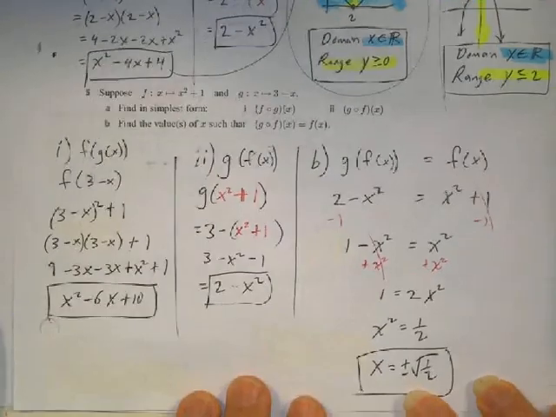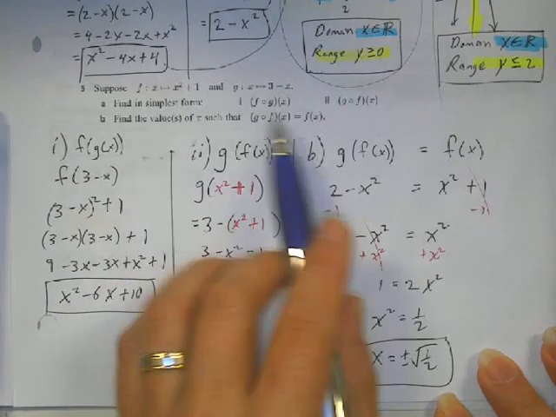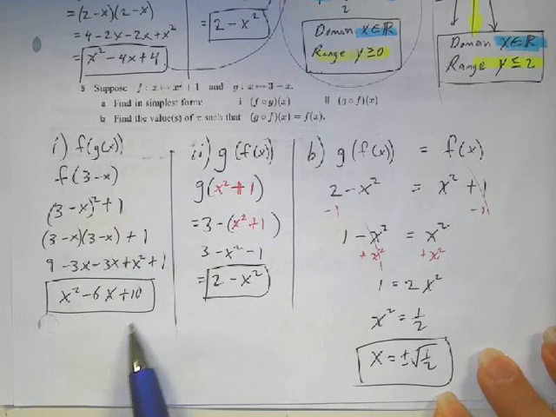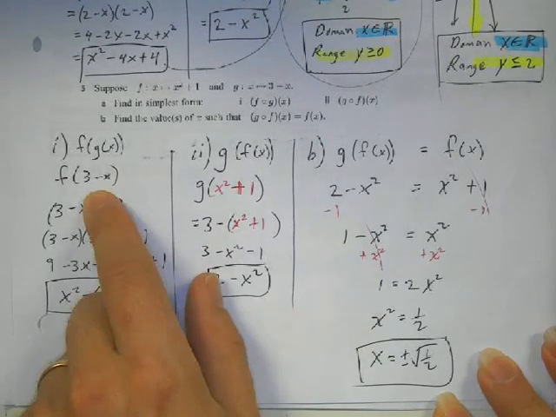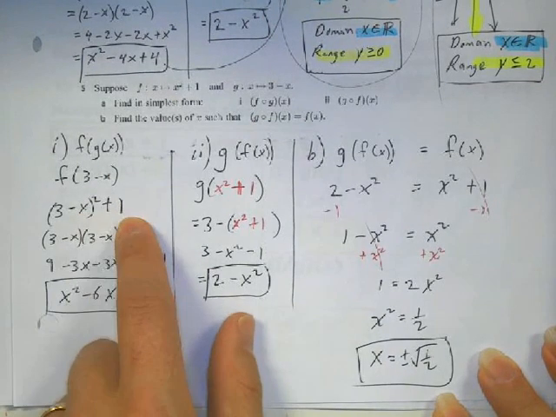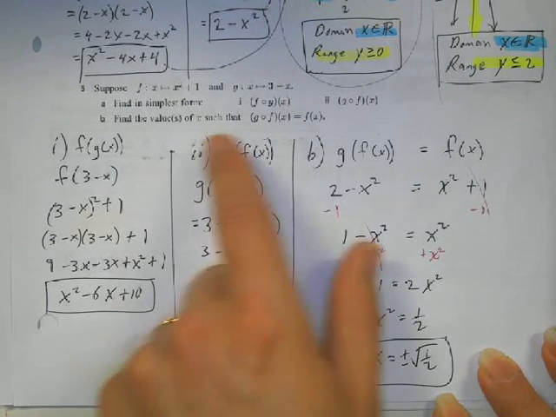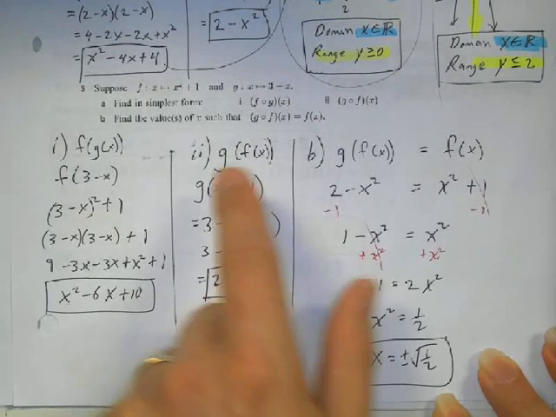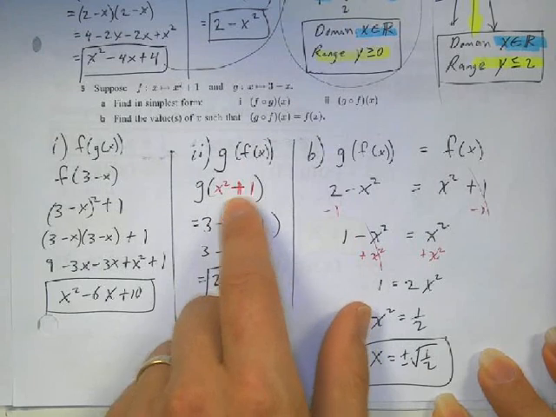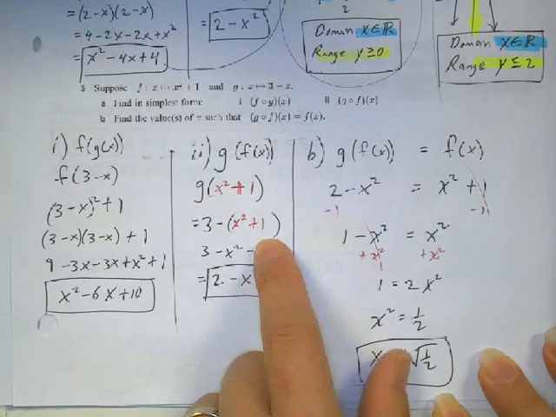Okay, question 5, part A shouldn't be too hard, right? G of x is equal to this, and then f of x is that thing squared plus 1. And then we simplify it. G of f of x is this, and then g of x is 3 minus this, and then we simplify.